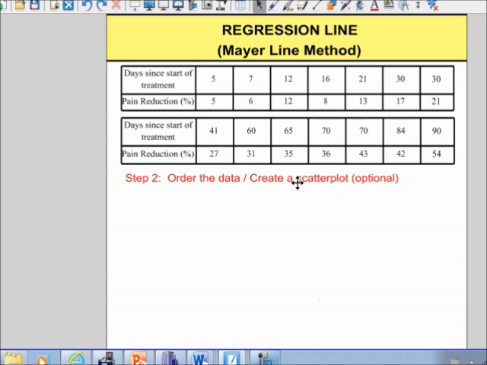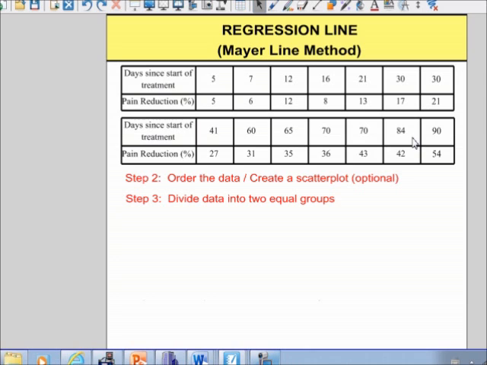But if that's not done, that's your next step. After that, we're going to divide the data into 2 equal groups. Again, that's actually done for us as well here. We got 7 points on top, 7 points on bottom. The only time it becomes tricky is if you have an odd number of points and you'll have to figure out, well, where should I put my middle point?